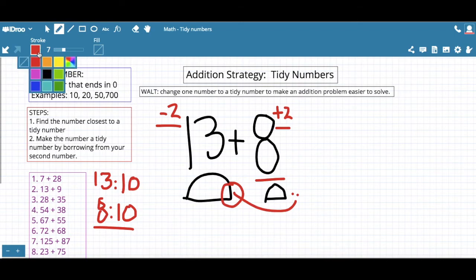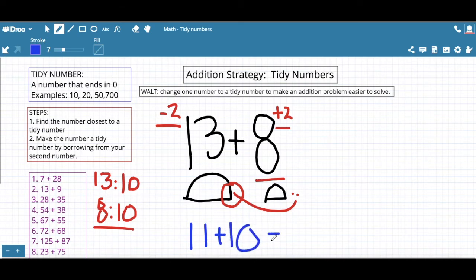Okay, so it's really important that we remember that. So 13 take away 2 gives us 11. 8 plus 2 gives us 10. What is 10 plus 11?